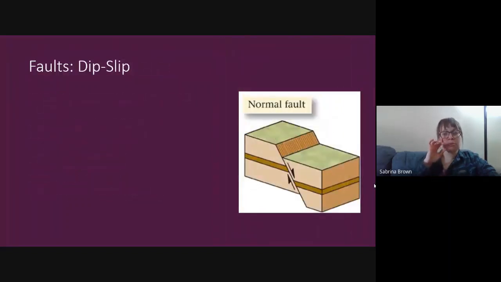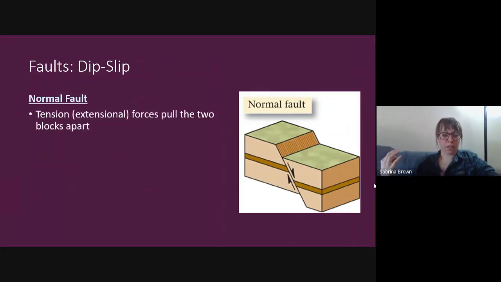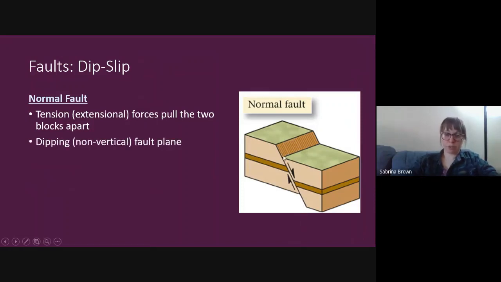All right, so let's talk about those dip slip faults. Again, dip slip faults are when we have an angled fault line and we have a head wall and a foot wall, because we can stand on an angled fault line to figure out which one is the head wall and the foot wall. And when we have normal faults, again, this is when we have extensional or tension forces pulling those two blocks apart. And we have a non-vertical, right? We have a dipped or a tilted fault plane.